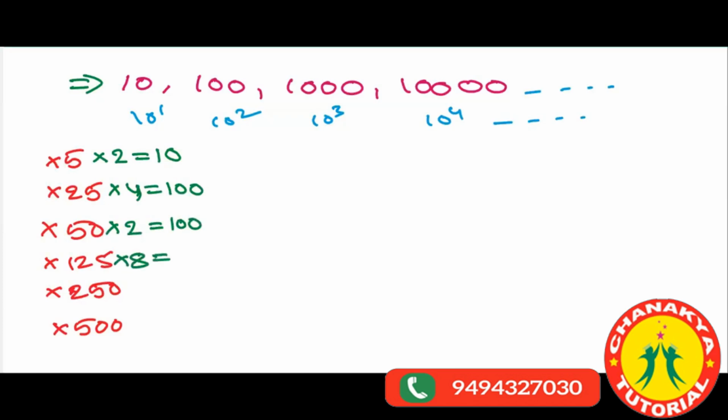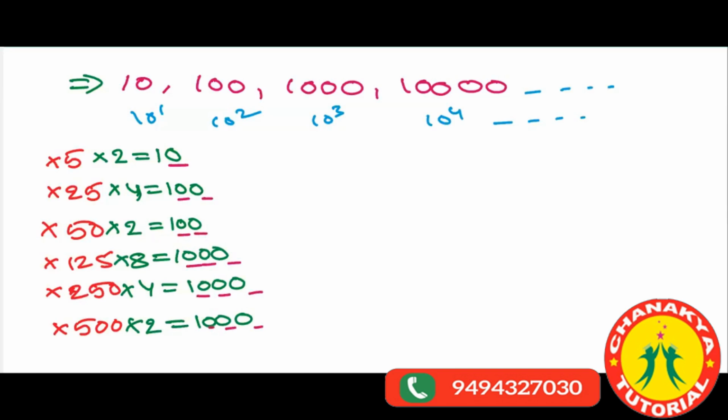Multiplying by 8, it becomes 1000. And 250, multiplied by 4, becomes 1000. And 500, multiplied by 2, we can make it 1000. So here, 10 consists of how many zeros? 1. 100 consists of 2, 1000 consists of 3. Okay, keep these points in mind.